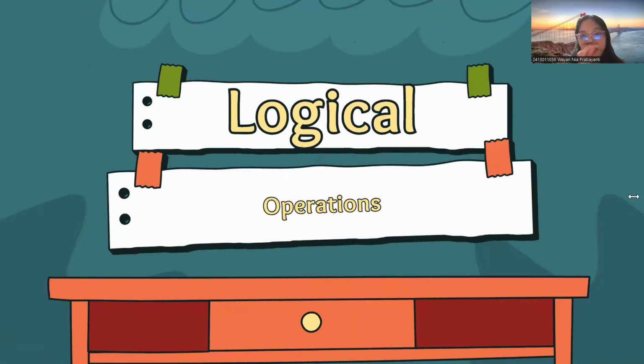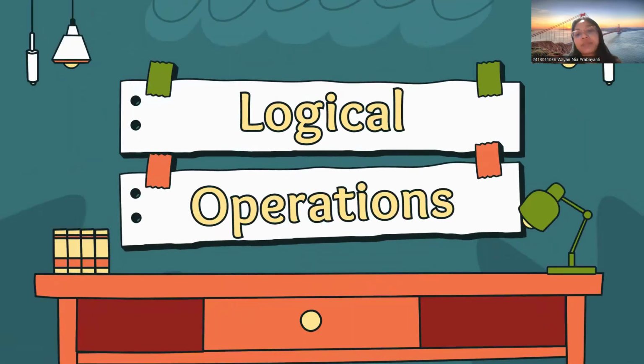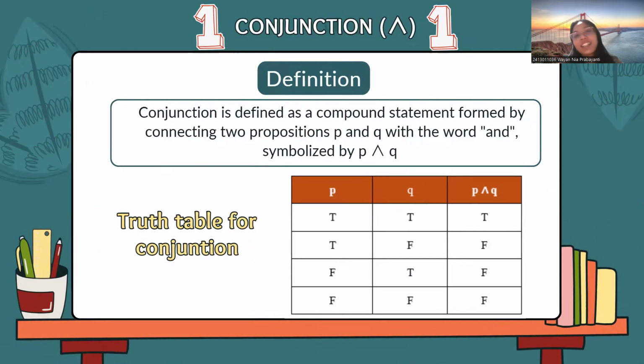Okay, so the next section will be logical operations. First, we are going to talk about conjunction. The definition of conjunction is a compound statement formed by connecting two propositions P and Q with the word "and", symbolized by the symbol you can see on the screen. I also have the truth table for conjunction.